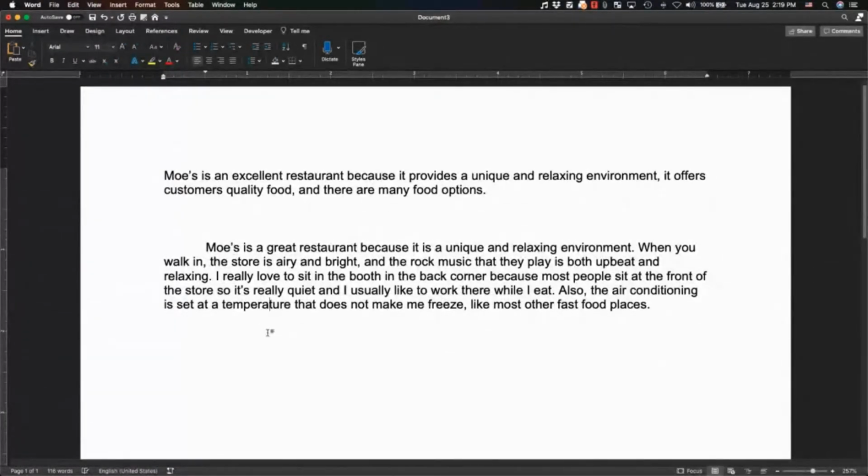Okay, so let's read this paragraph out loud. Moe's is a great restaurant because it is a unique and relaxing environment. Okay, we expected that, right? Because above, that matches the statement of purpose, right? That Moe's is a great restaurant. Up in the thesis, I used excellent. So if you want to use excellent again, you can do that. Or another synonym of excellent works just fine, as long as that same statement of purpose is represented in the topic sentence somehow. Because it is a unique and relaxing environment. Boom, there's our forecast element.